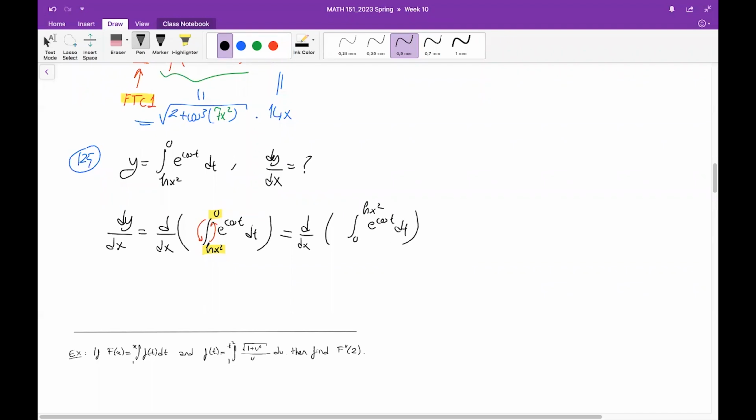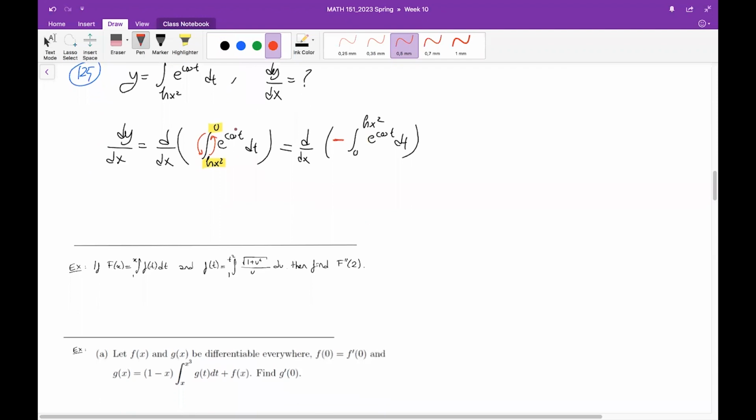Then, are they the same? Should I add something here? Since I changed the places of the boundaries, there is a property of definite integrals saying that if you are changing the places of the upper and lower bounds, you need to put an extra minus sign there. Okay, then that's the desired structure. And I can take this extra minus sign out. Let's take it out.